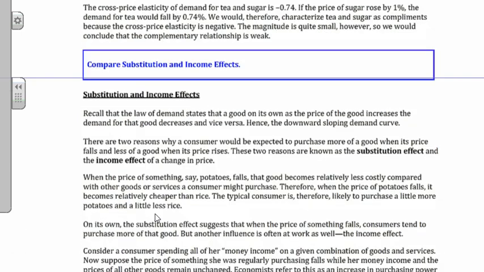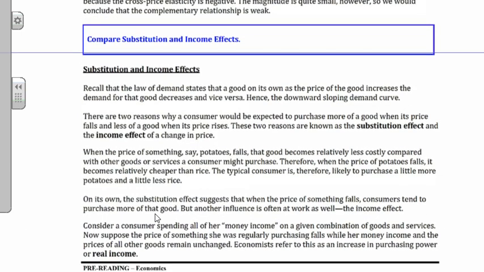Okay. We now move to talk about the learning outcome statement, compare substitution and income effects. First of all, what is substitution? Okay, and we talk about these two impacts that'll impact a consumer when its price moves around. As you change the price of a specific item, what does that then do? We look at two specific things called substitution, as well as what we call the income effect.